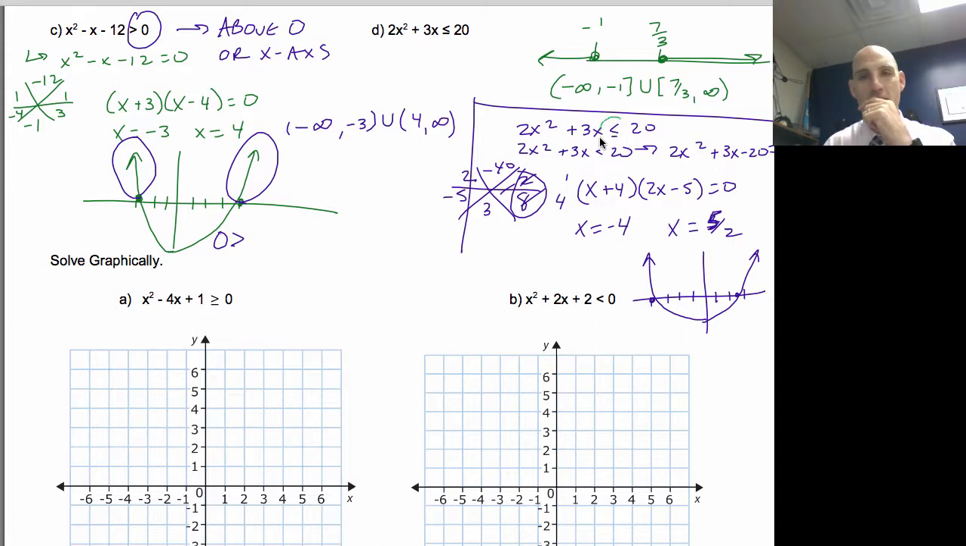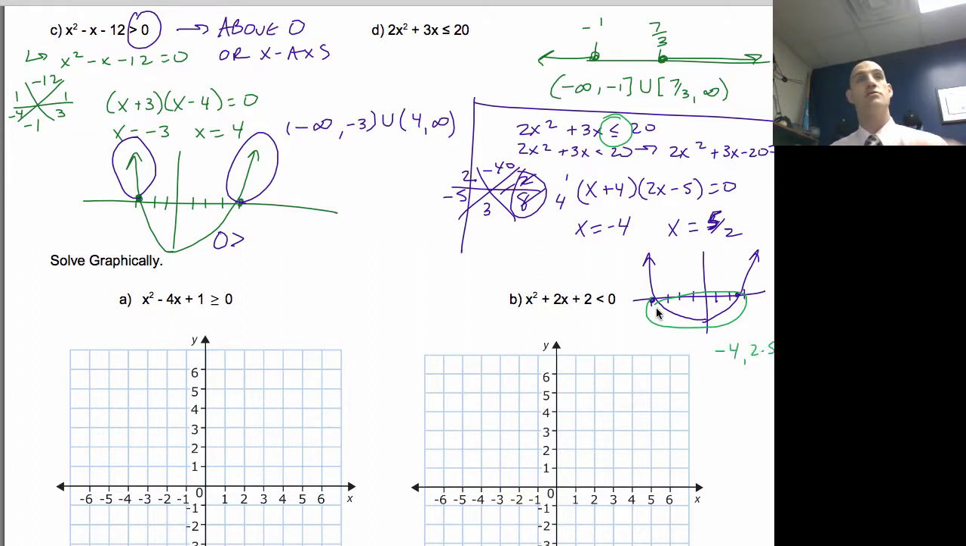But this one is different than our last one, right? This one is less than, okay? This is where they are less than 0. Okay, and so it's all this stuff down here. Well, how do I write that? Well, it's between those 2 points. So in interval notation, it would be from negative 4 to 2.5.